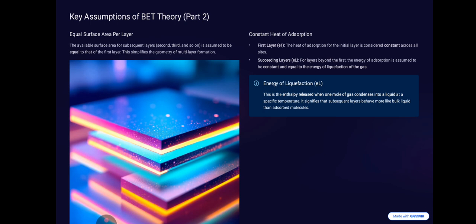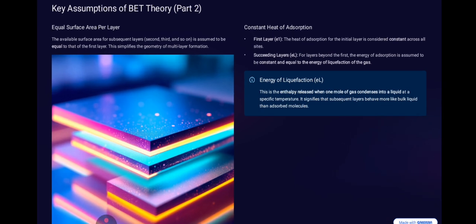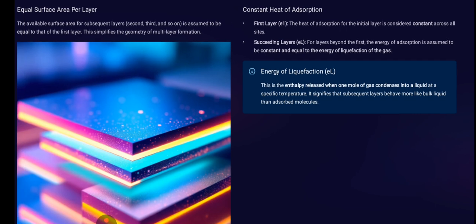Constant heat of adsorption. Next, the topic is constant heat of adsorption. First layer: the heat of adsorption for the initial layer is considered constant across all sites. Succeeding layers, that is the next layers: for layers beyond the first, the energy of adsorption is assumed to be constant and equal to the energy of liquefaction of the gas.